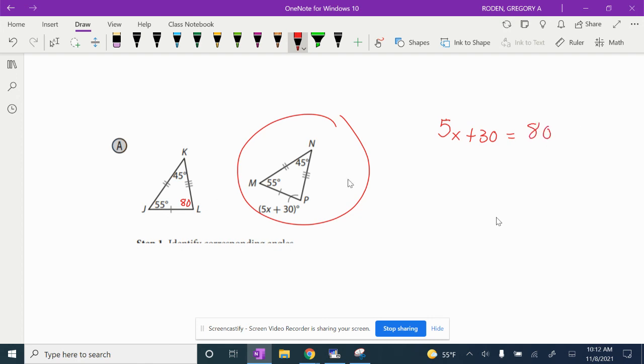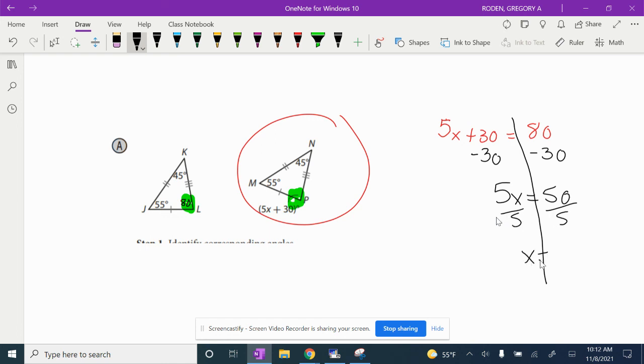For these two triangles to be congruent, their corresponding angles must have the same measure. So in order to do that, we need to set those two expressions equal to each other. Now, yes, Tegan is able to do that kind of high-powered math in her head, but Mr. Roden is not, right? Mr. Roden needs help. So what would we do first, Tegan? Well, you'd want to subtract 30 from 80. Yep. Which would be 5x equals 50. And then you want to divide by 5. And then x equals 10.